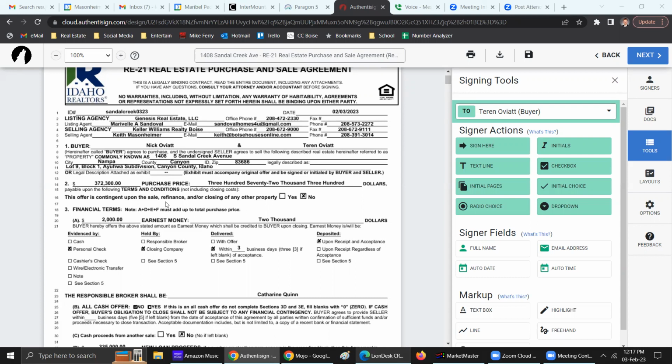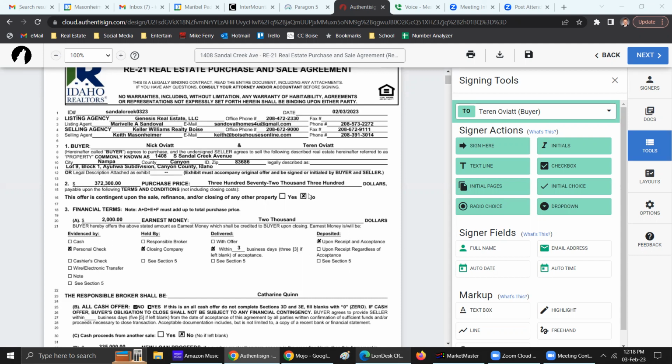Number 2 is the purchase price. So this is whatever we wanted to start out with negotiations. And obviously, if they counter and submit a counter offer, this can change. But again, this will just be a placeholder for that purchase price.